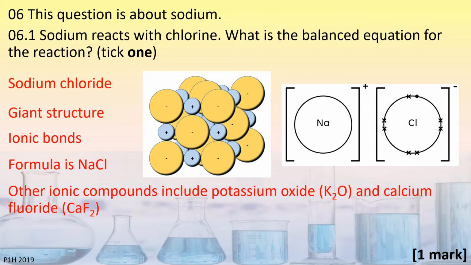There is more than one type of atom present, so sodium chloride is a compound. There are no molecules present. The ions combine in the ratio that makes a neutral substance, 1:1 in this case. Other ionic compounds include potassium oxide, K2O, and calcium fluoride, CaF2.